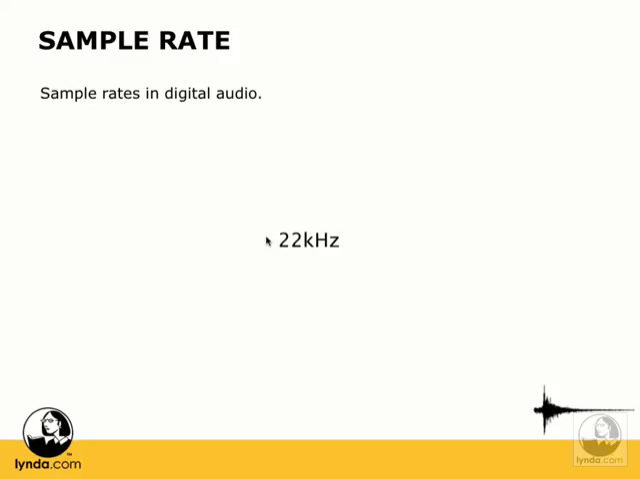And so at 22, we're actually taking half as many samples. So we're getting half as much information, and obviously we're not going to have as accurate a representation of the sound. Finally, let's check out one at 8K.